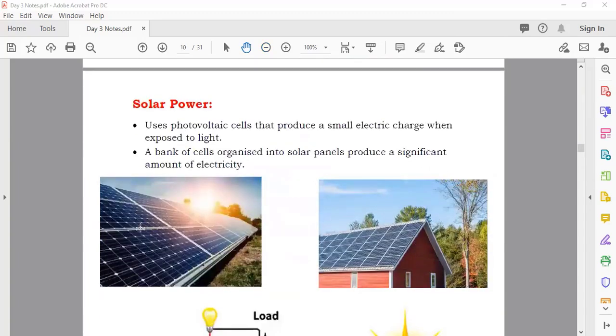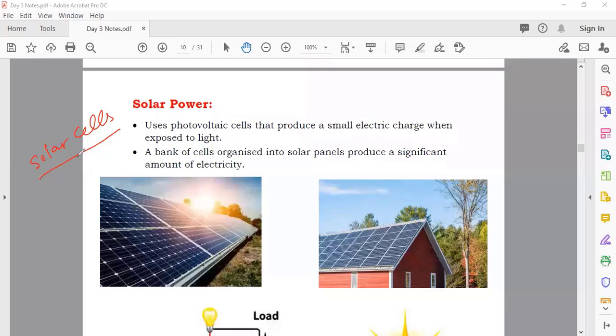Now solar panels. Now solar panels are quite new, and a lot of people are using them. In solar panels, solar energy is used. Remember, here you're not using any turbine or any generator. You are using special cells. They are known as solar cells.